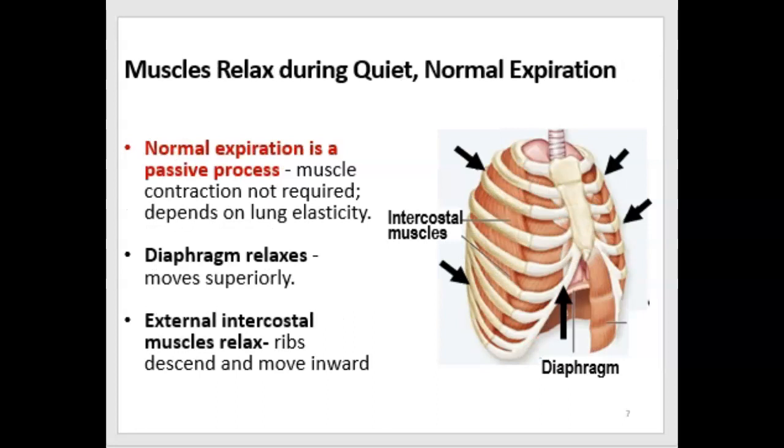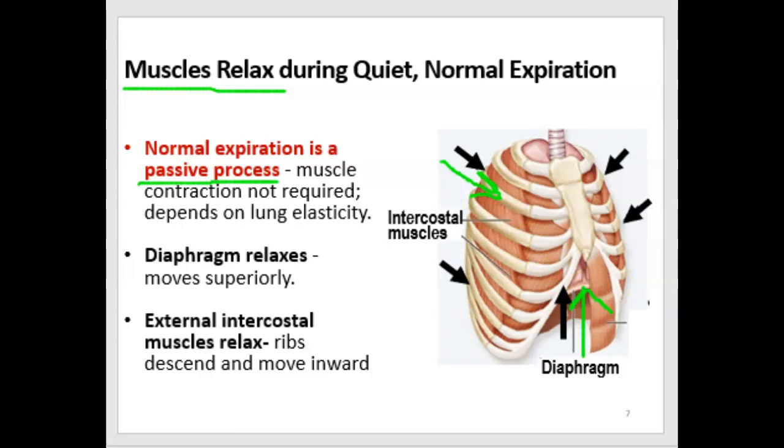During quiet normal expiration, those same muscles relax. So it's a passive process. Muscle contraction is not required. The diaphragm relaxes. That means it moves superiorly. That reduces the space of the thoracic cavity. And the external intercostal muscles relax. And that makes the ribs move kind of downward and inward.